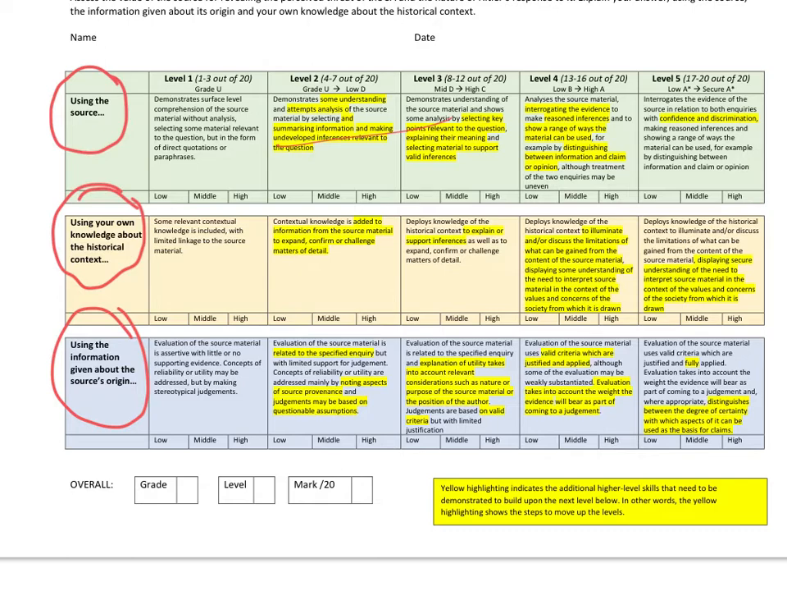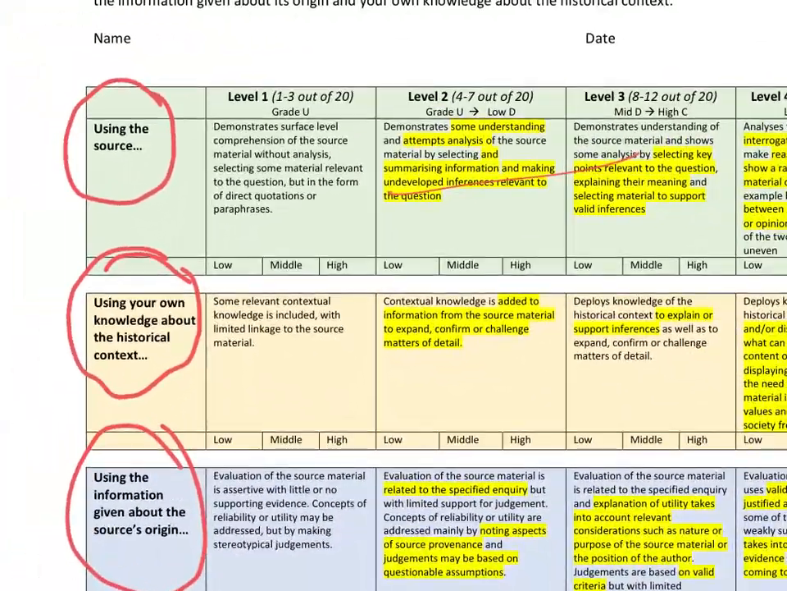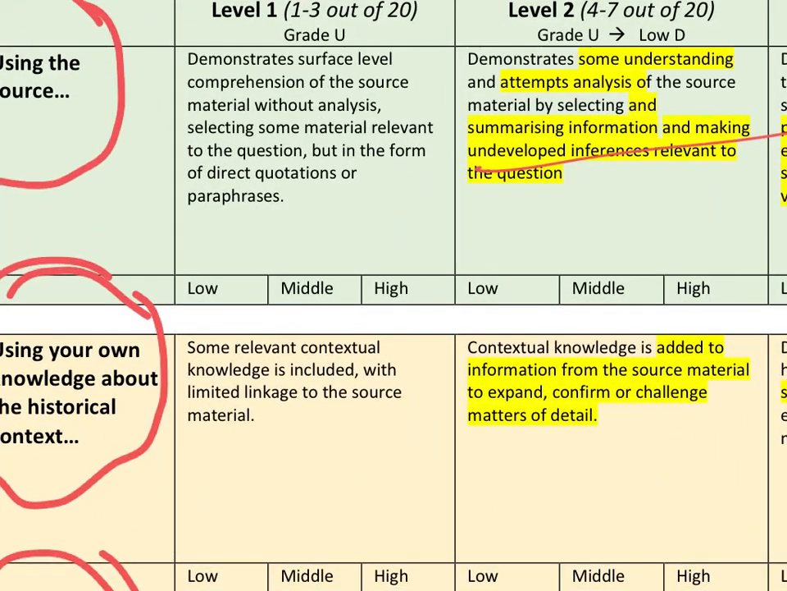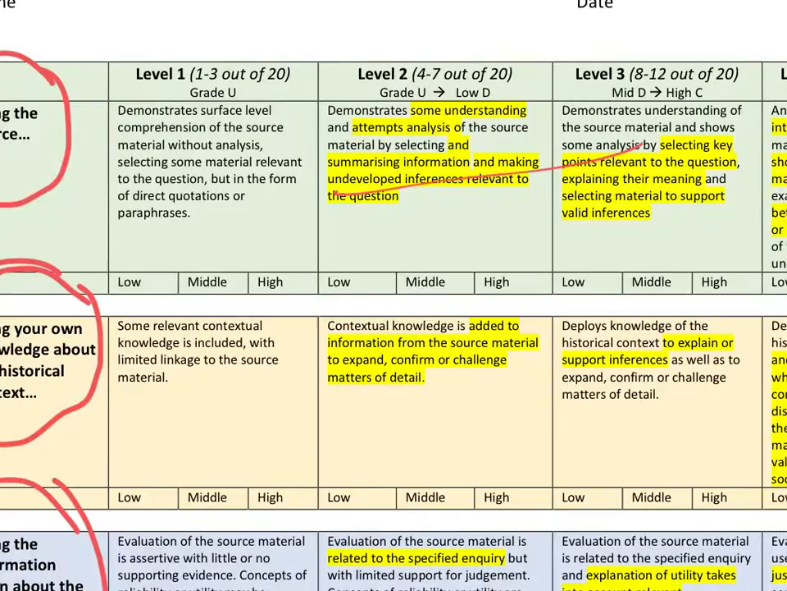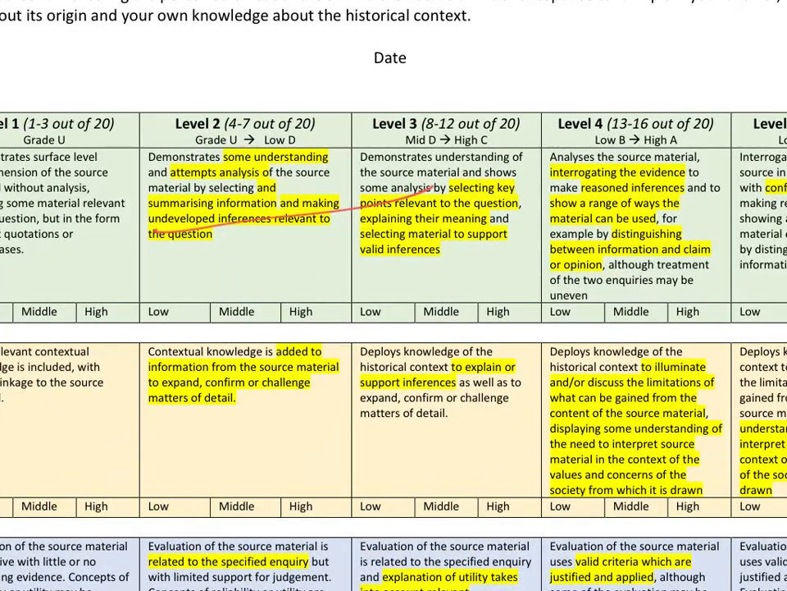Now, when I marked your essay, I've given you an indication of where in the mark scheme you got for each of those three strands. Did you get level 1, 2, 3, 4, or 5? But also whether you were low or middle or high in that particular level. Okay. Now, see the highlighted bits? The highlighted bits tell you that's the new thing you need to do.